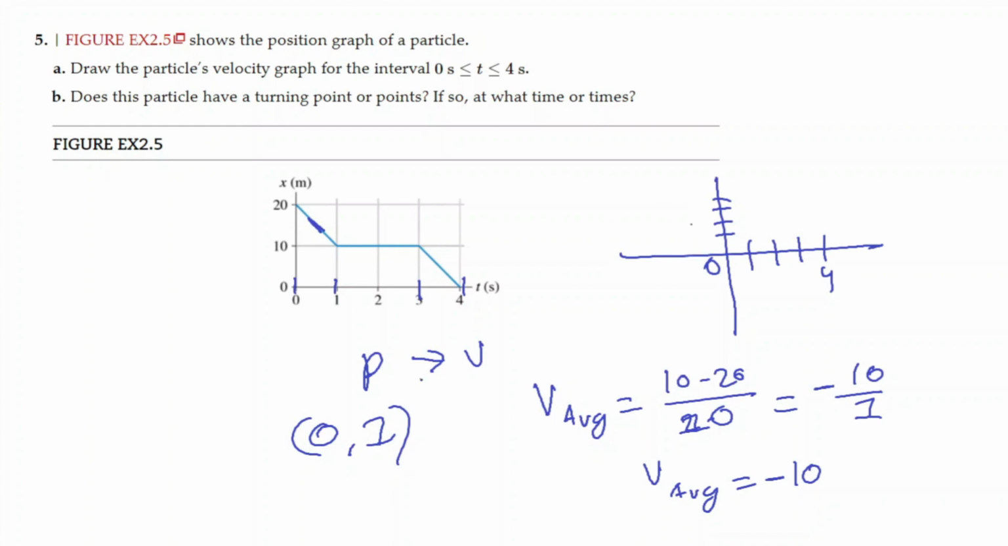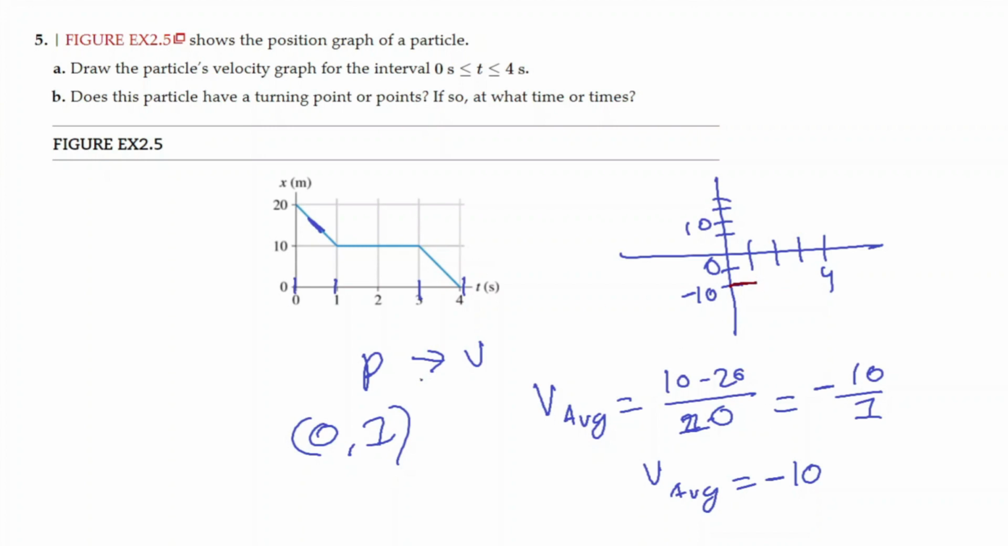So let's say 10 is right here. And then let's say negative 10 is right here. So this would be our velocity line, or rather we could write it in a different color. We could do dark red. So that would be our velocity line from 0 to 1.